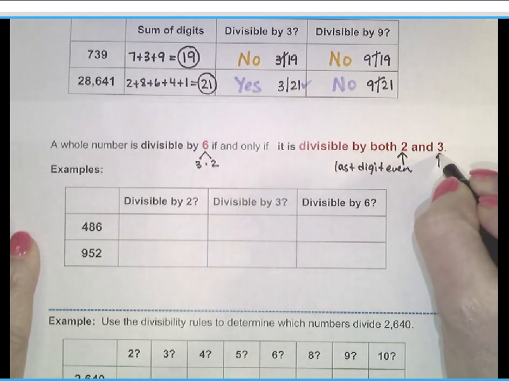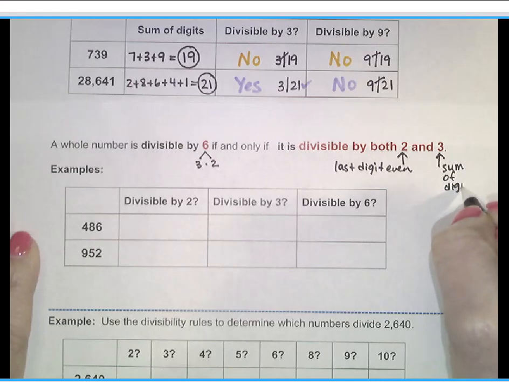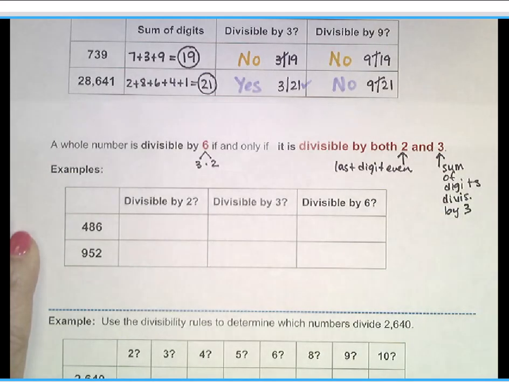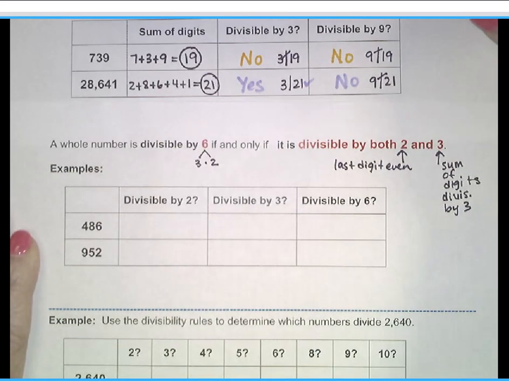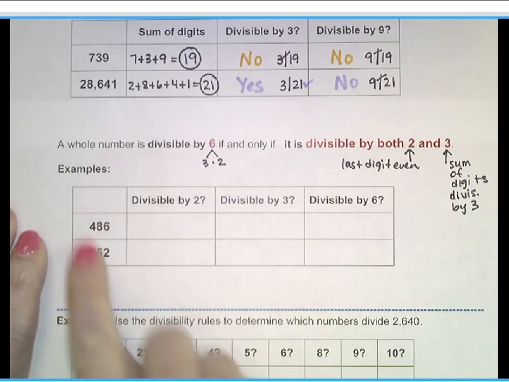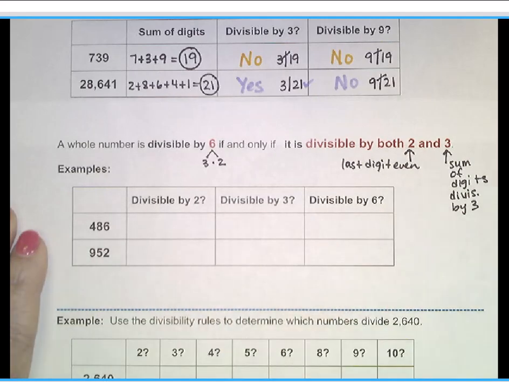And for 3, you have to look at the sum of the digits. It has to be divisible by 3. So we have to do 2 rules to figure out if a number is divisible by 6. Okay, so we've got 2 numbers here. And you can do this by column, you can do this by row, however you want to do it. It really doesn't matter to me.